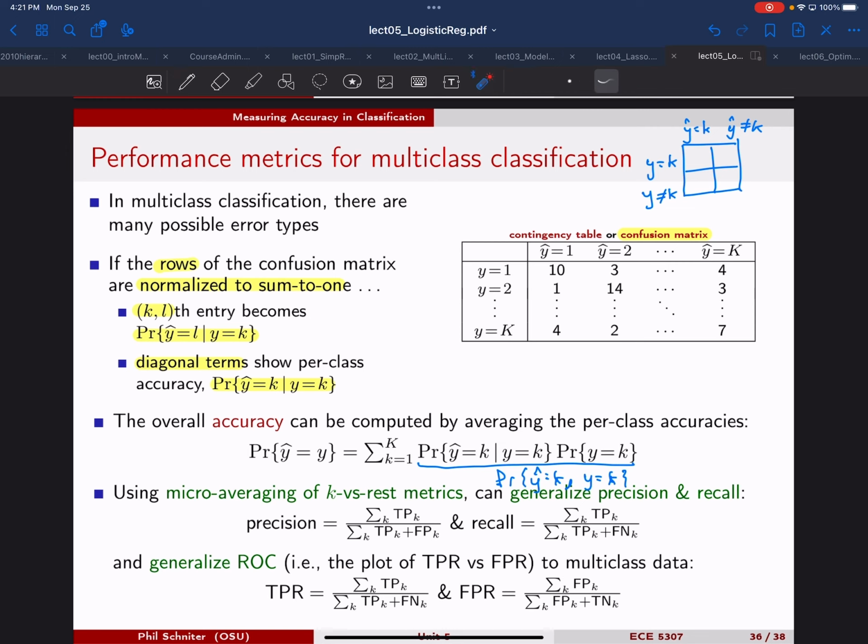So for example, if I'm focusing on k equals 1, then this would be what's there. This block would sum over all of these. This block would sum over all of these. And this block would sum over all of those. Okay, so these are the one versus rest, or K versus rest, metrics. So we can give these names. We can call this the true probability sub K.